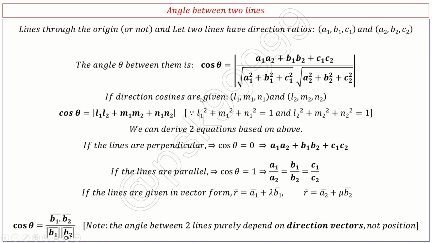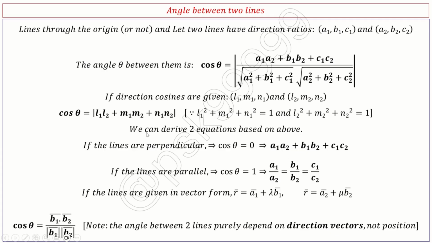If the direction cosines are given, you can still do the same. The only thing is, square root of L1 square plus M1 square plus N1 square is 1, so this will become 1. L2 square plus M2 square plus N2 square also will become 1. So you will not have any denominator. You will just have the numerator, which is absolute L1 L2 plus M1 M2 plus N1 N2. This is the angle between two lines. So remember what you are given. It doesn't matter actually, it's almost the same. Even if you calculate this, you will get 1 only.